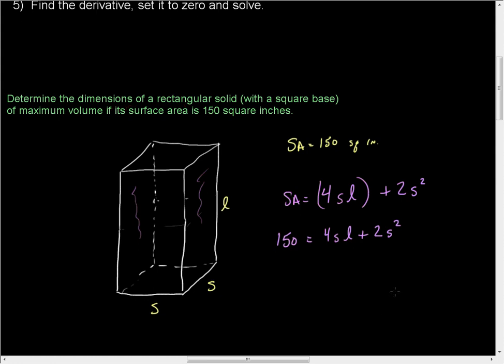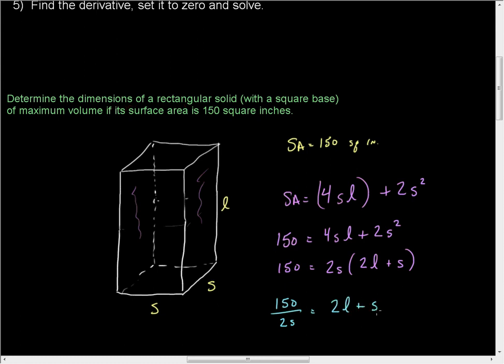Okay, well, let's solve for, if we can, let's solve for L. I think that's going to be the easiest. Okay, so let's go ahead and factor out an S here. And so if we do that, 150 is equal to, now I can pull out a 2S. That's going to give us 2L plus S. And so I'm going to divide both sides by 2S. 150 over 2S is equal to 2L plus S.